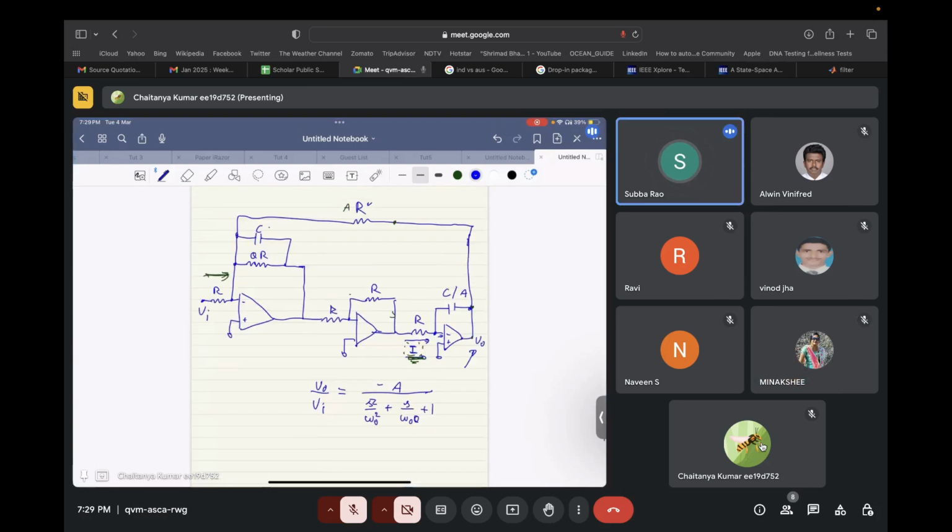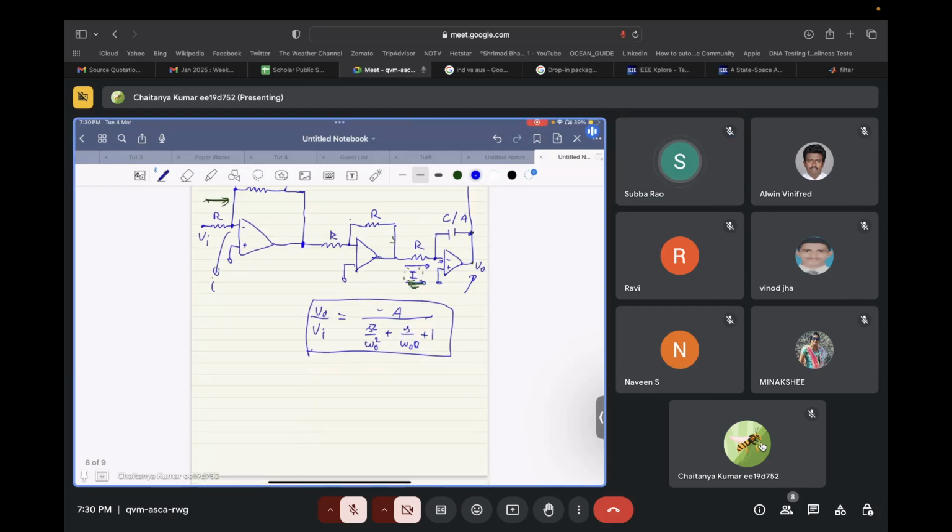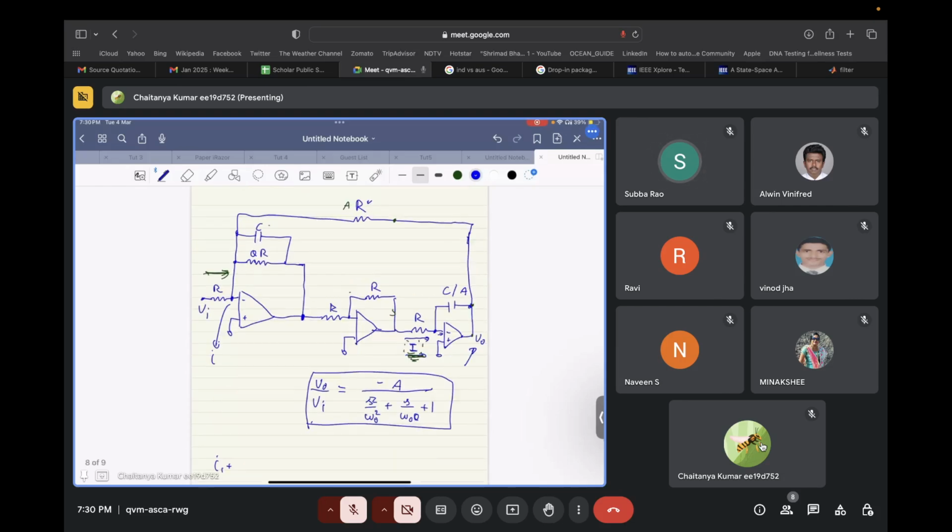So again, we will try to calculate the... We need to verify whether this transfer function is correct or not. So again, we will apply KCL at this node. So what we had earlier, I1, we have I1, this as I2, this as whatever we had. Okay. This has I4, this as I3, and this is as I2.